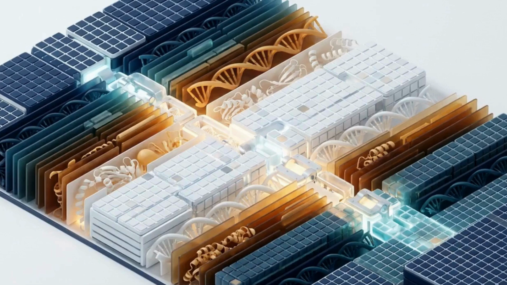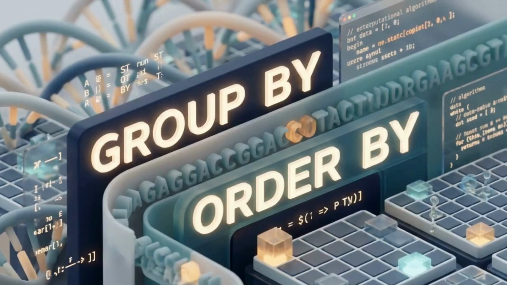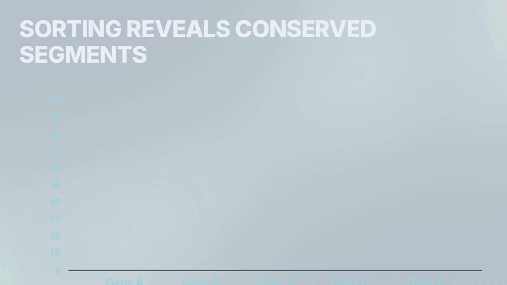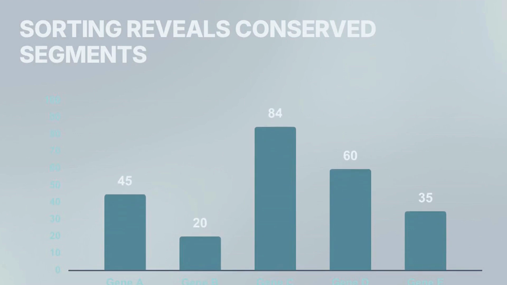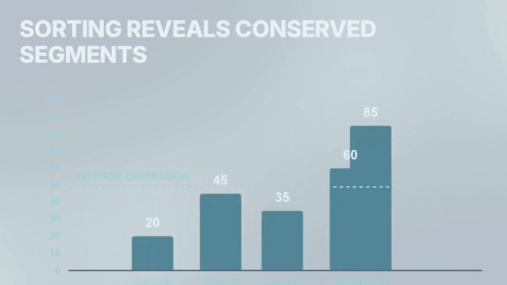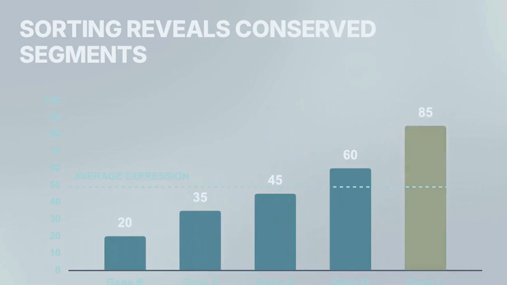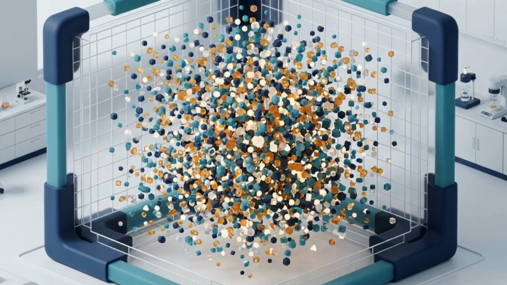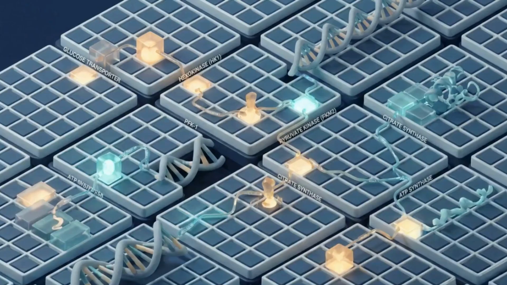Once those connections are made, researchers need to identify overarching patterns within the merged data using the group by and order by commands. These commands group similar records together, allowing biologists to aggregate metrics, like calculating the average expression levels across an entire gene family, or sorting those results to find the most highly conserved segments. By combining join with these aggregation tools, a researcher can transform thousands of scattered data points into a cohesive statistical understanding of a complex biological system.